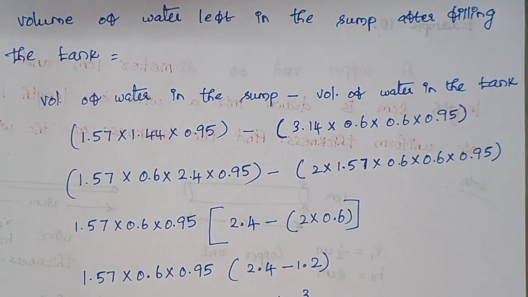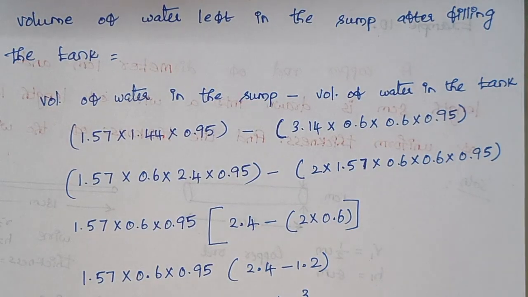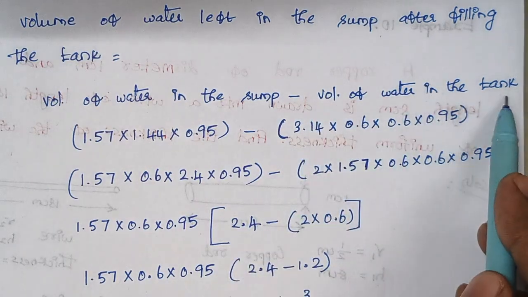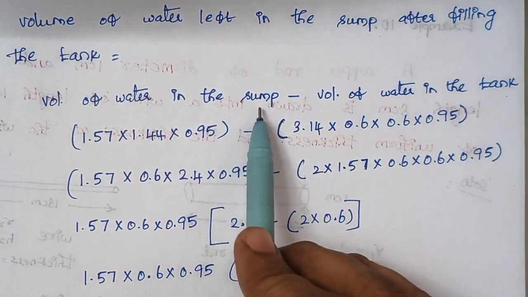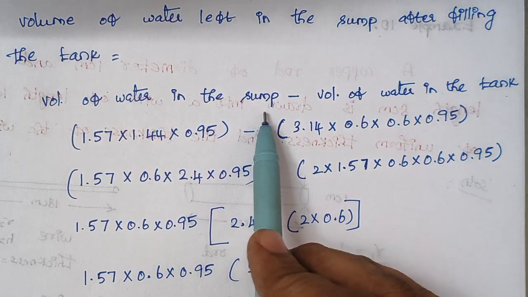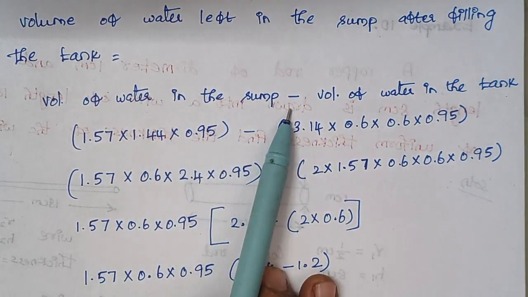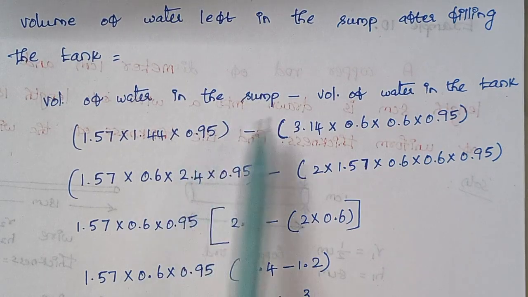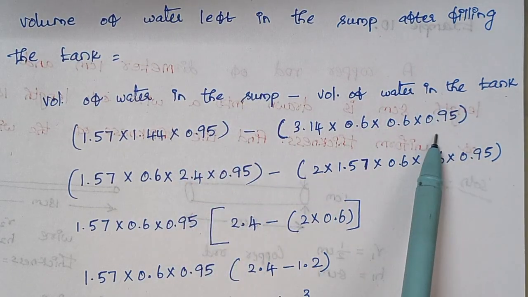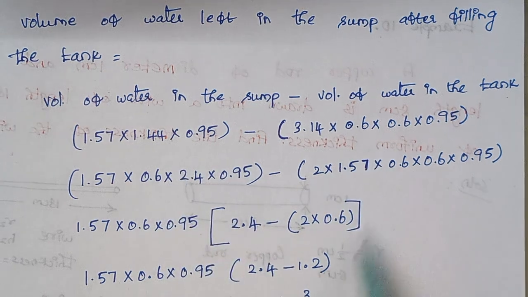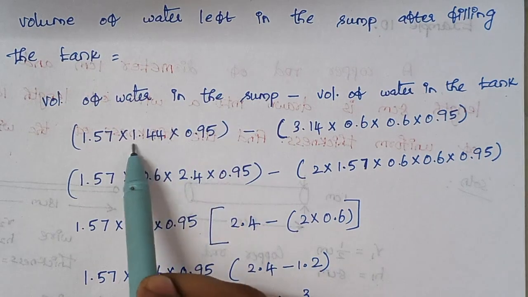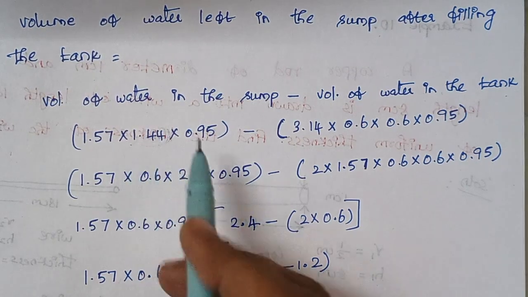Similarly, here I am subtracting the volume of water in the sump minus the volume of water in the tank, because the sump has a higher capacity. So what is the volume of water in the sump? We have calculated that: this is the volume of the cuboid and this is the volume of the cylinder. So just substitute.